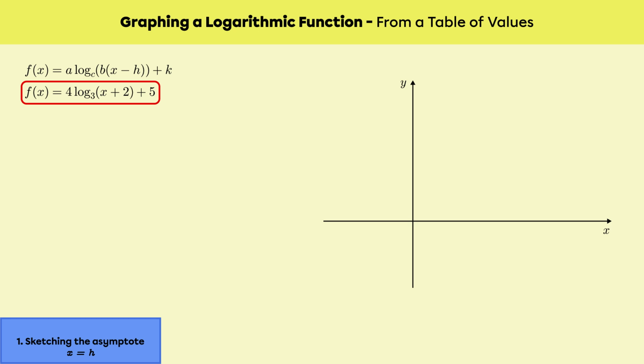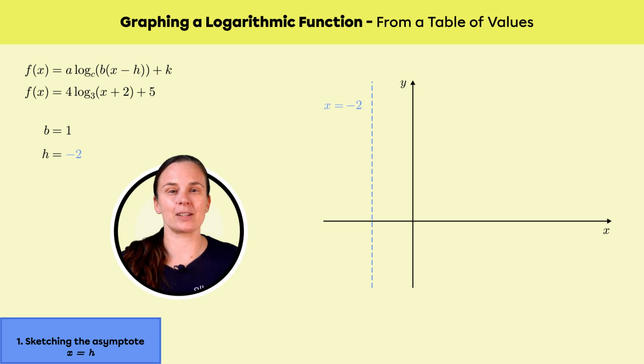To do this, we need the parameter h of the rule. Here, the coefficient of x is 1, so there's no need to factor out b. There is no minus sign before the 2. Instead, there is a plus sign. Therefore, h equals negative 2. The asymptote can be placed at x equals negative 2. For now, let's make a sketch. When there are many points, the axes can be scaled and the function can be graphed more accurately.